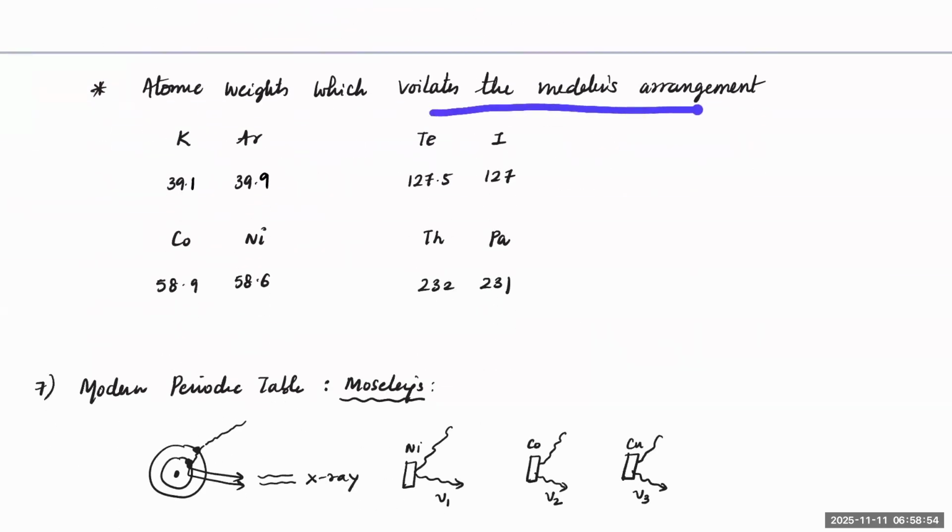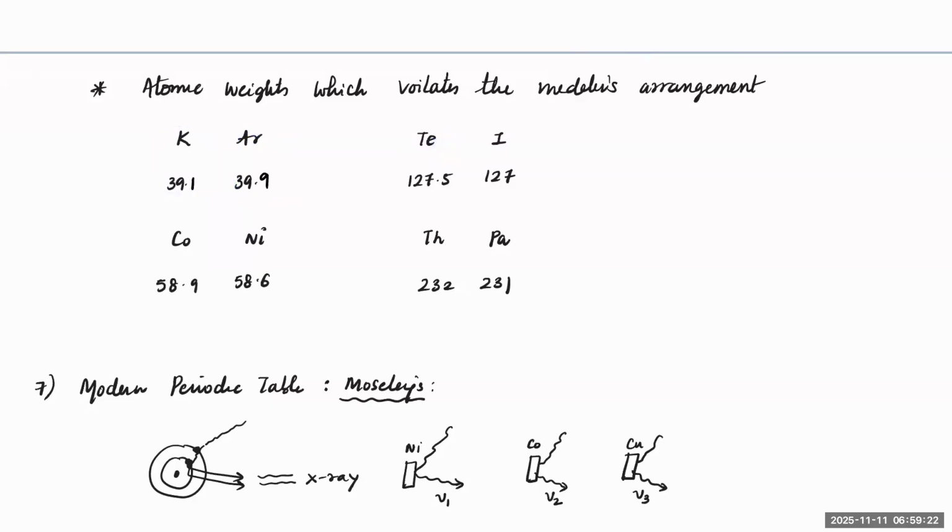Next. Atomic weight which violates the Mendeleev's arrangement includes potassium and argon. As per the atomic weights, argon should have been much more than potassium, which is not the case. Correct, isn't it? Sorry, argon should have been less than potassium, which is not the case.